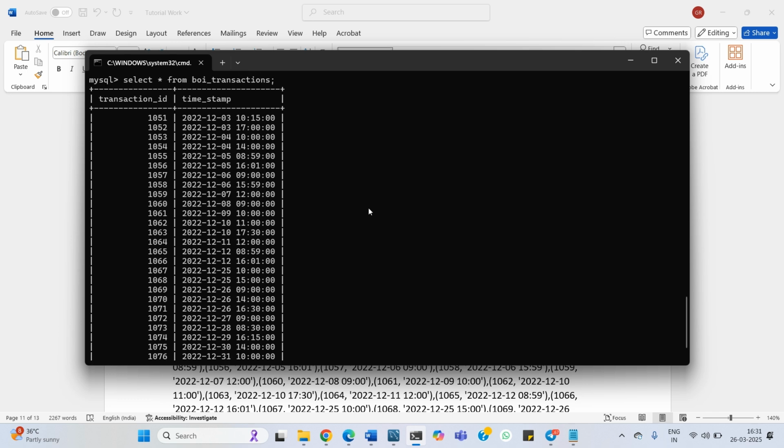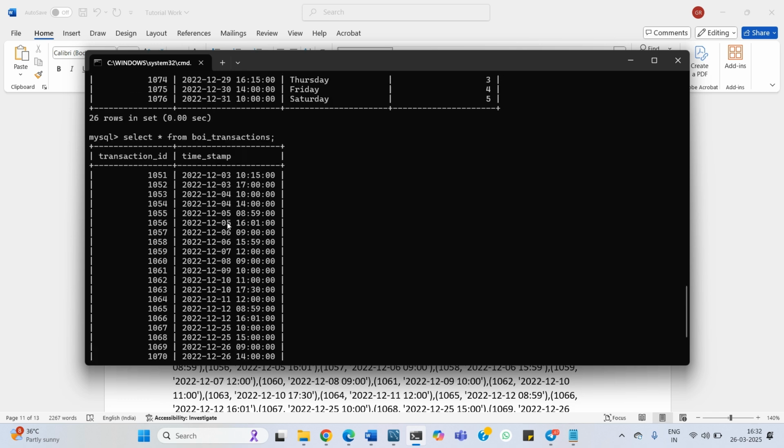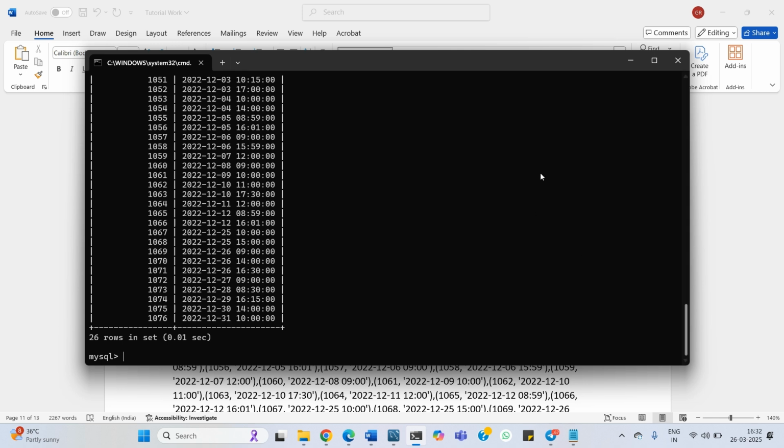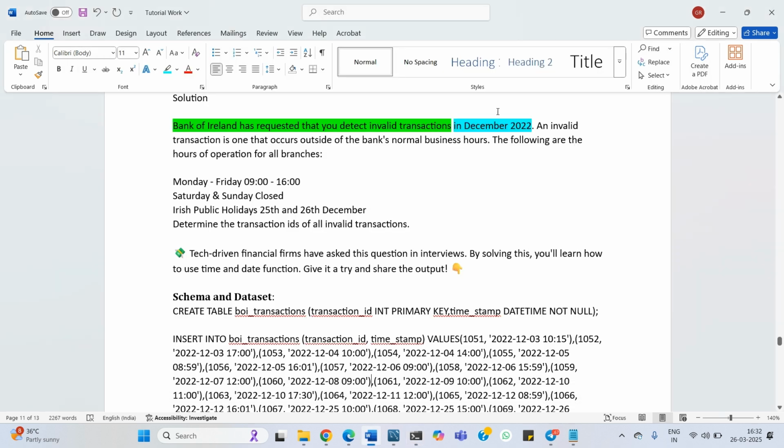In the table you can see each transaction has an ID and a timestamp. Timestamp means the time and day on which the particular transaction was made. For example, transaction ID 151 was made in December 2022 on the 3rd at 10:15. This is how all the data is given. From the data we have to find the invalid transactions in December 2022.